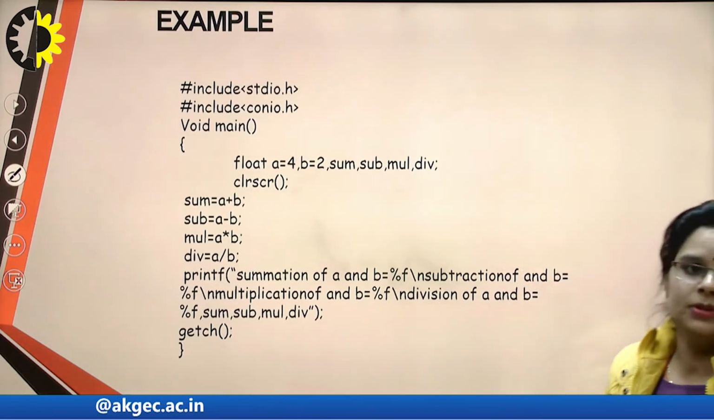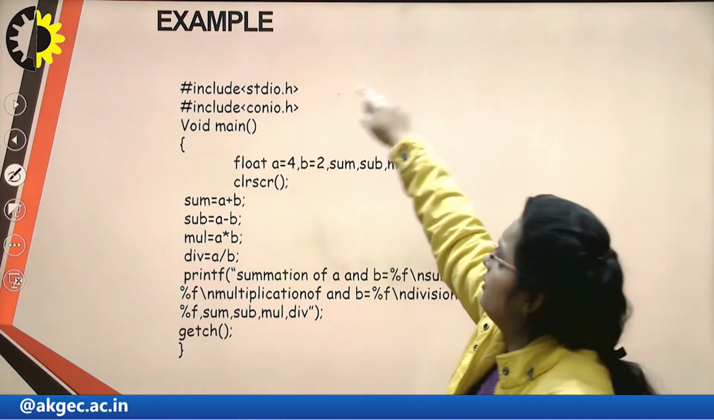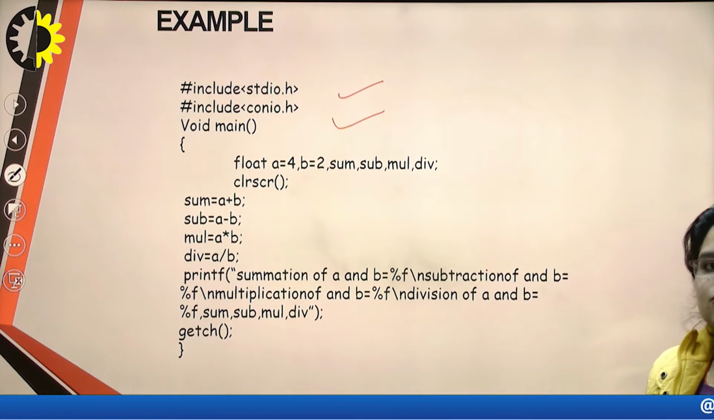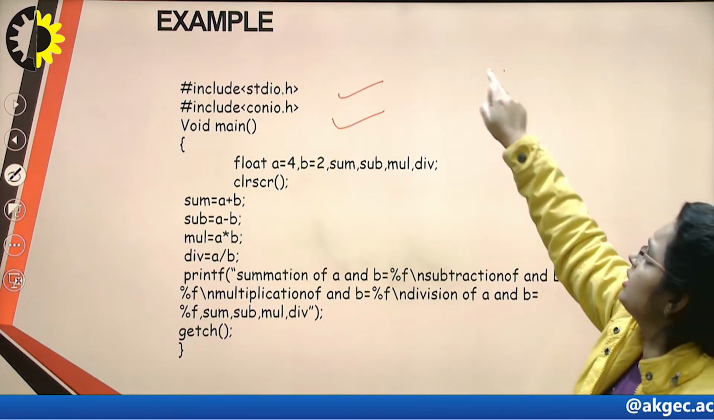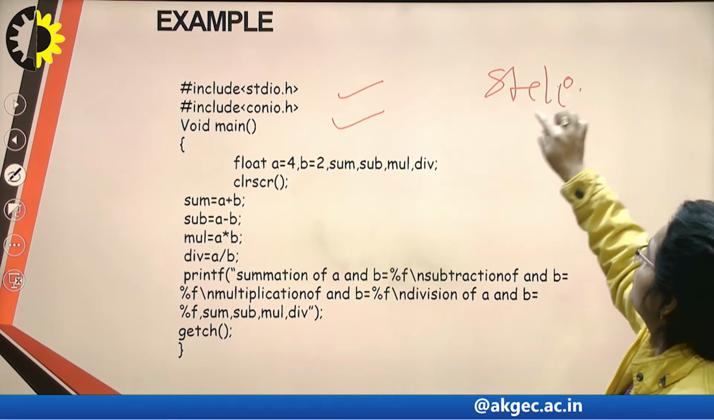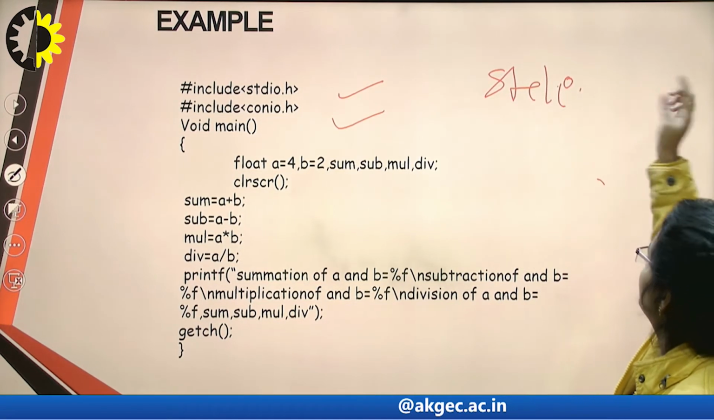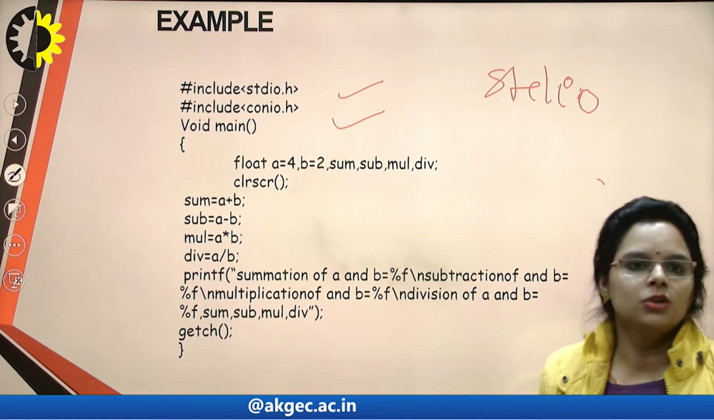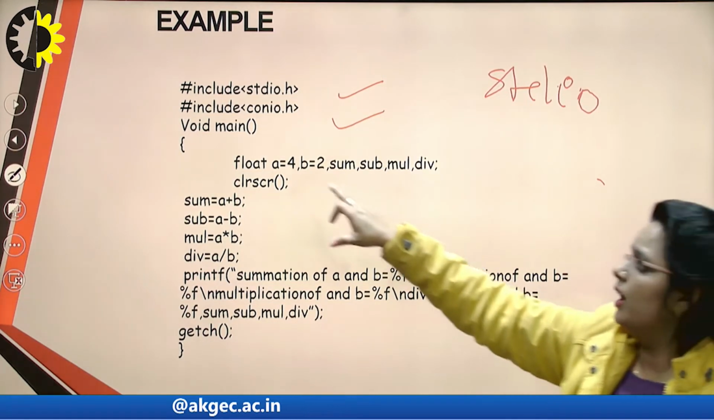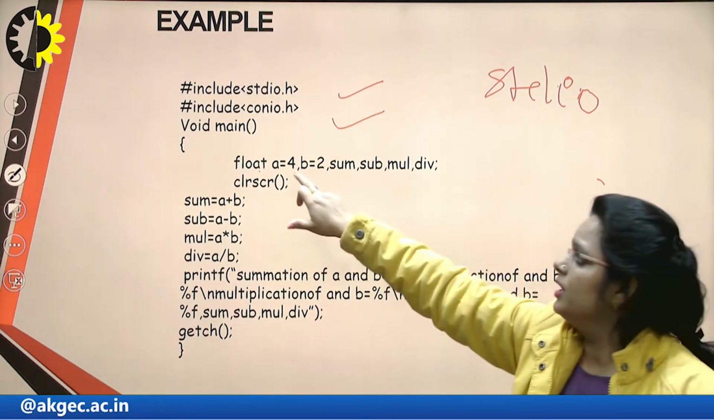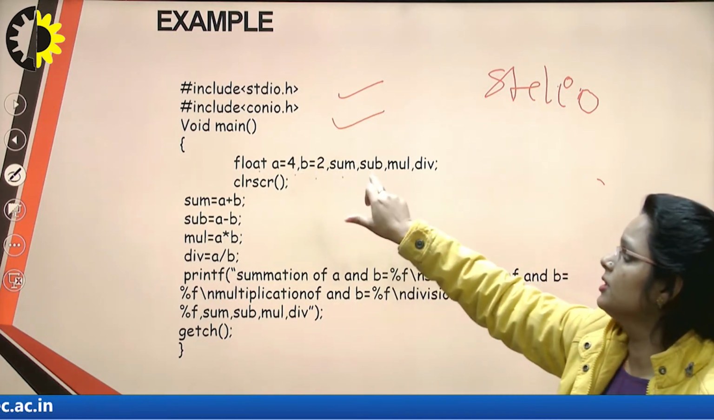This is an example. See, these are the header files. Hash include stdio.h and hash include conio.h. Stdio stands for standard input output, and conio.h stands for console input output. So we have taken two values. This is float, which is a data type. These are the variables a, b, sum, sub, mul and div.